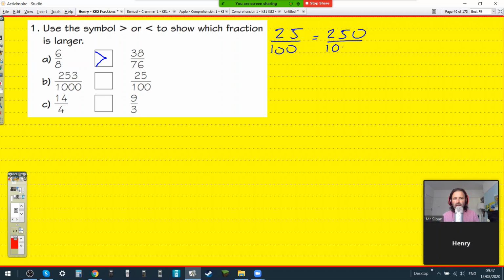And how did you know question A? I just kind of knew because 38 is quite a small number compared to 76, although 6 isn't that small compared to 8. So I kind of just go from that. You might be onto something. 38 over 76.